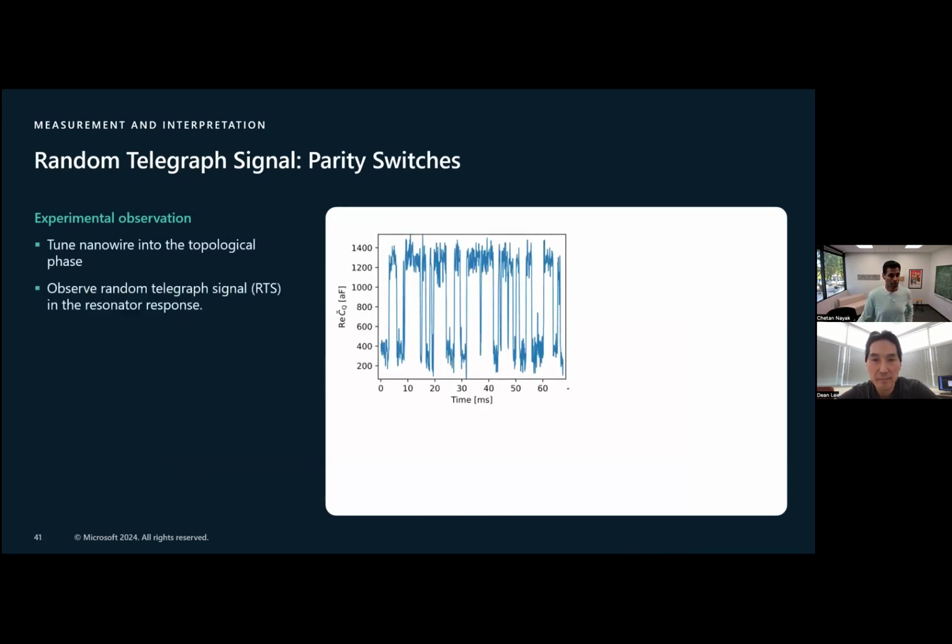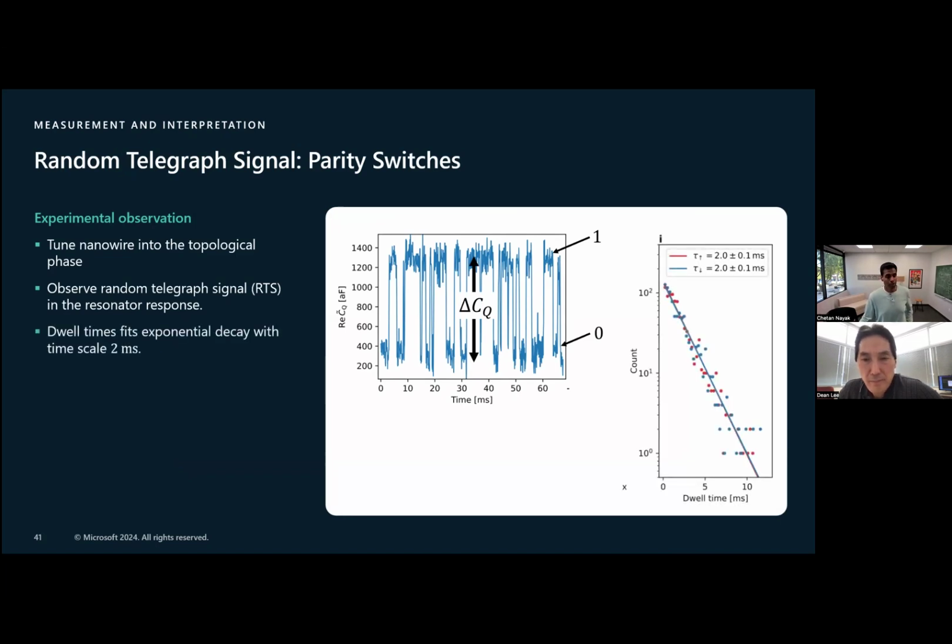We sit there and we monitor the capacitance shift, or the real part of the capacitance shift, as a function of time. And what we see is, in fact, a random telegraph signal. Okay. The difference between the two values that we see is around a femtofarad. So we interpret this as one of these is the 0 state of the qubit, one of them is the 1 state.